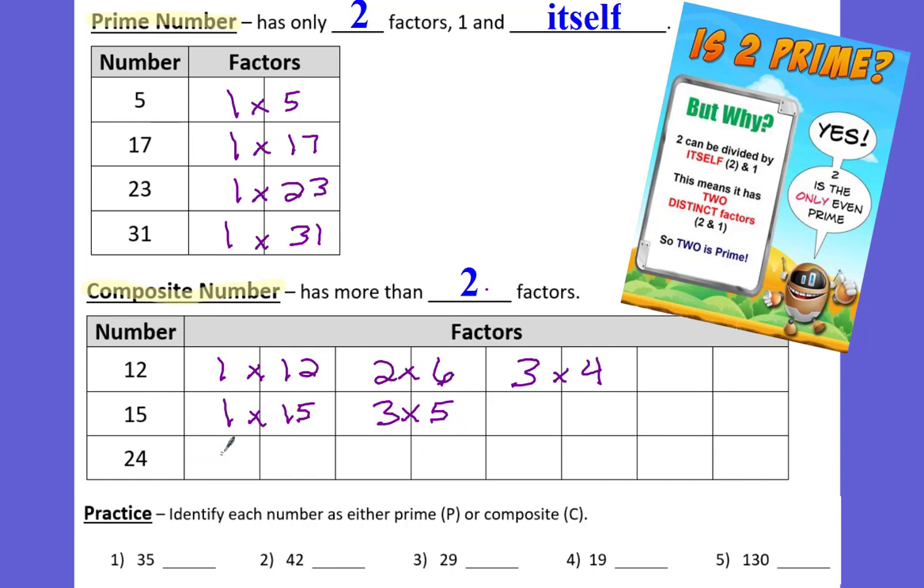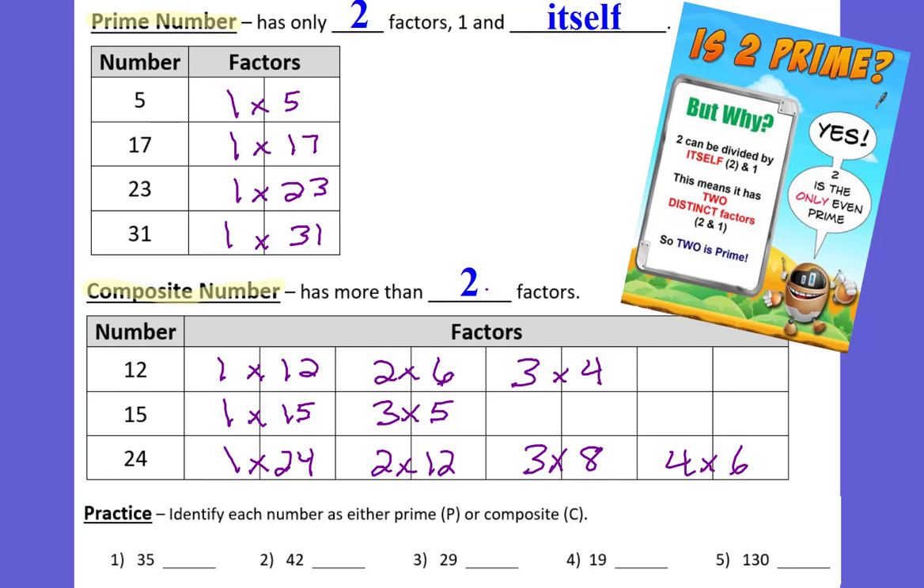So let's go to 24. We'll start with a 1. 1 times 24. What about 2? 2 times 12. What about 3? 3 times 8. What about 4? 4 times 6. What about 5? Nope. What about 6? Oh, we already have the 6 right here. So we're starting to repeat, so we're done with the factors. We have found all the factors.